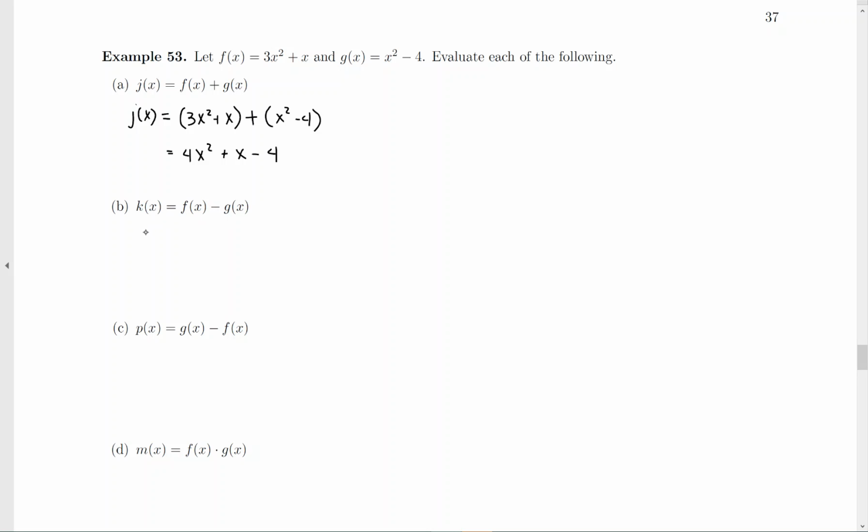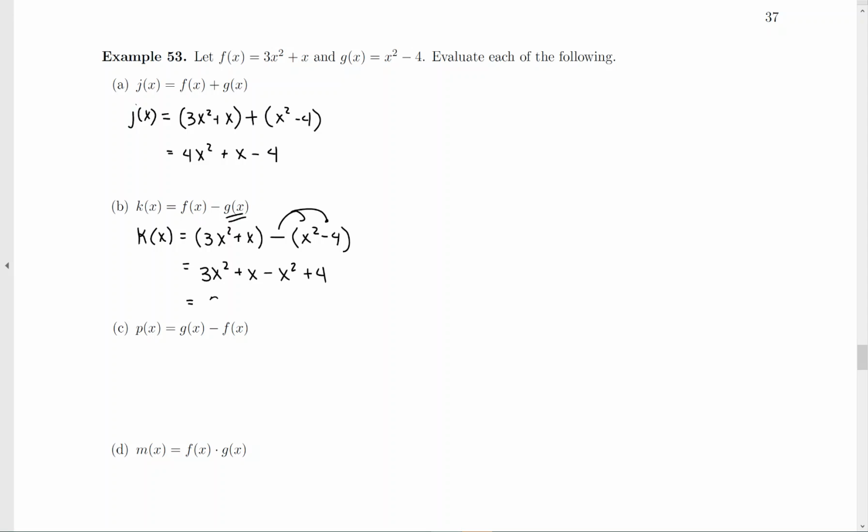When you subtract, the parentheses are very important. So I'm going to take f of x again in parentheses, 3x squared plus x, minus, in parentheses, the g of x function, x squared minus 4. Because there's a negative in front of this second set of parentheses, I have to distribute the negative sign. You're negating the entire function g of x, not just negating the first term in that function. So I have ultimately 3x squared plus x minus x squared plus 4.